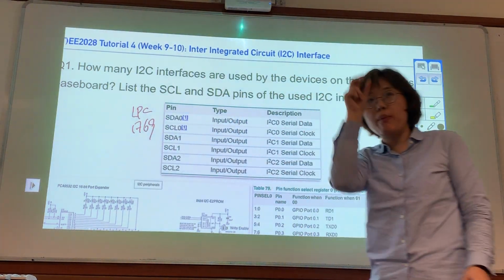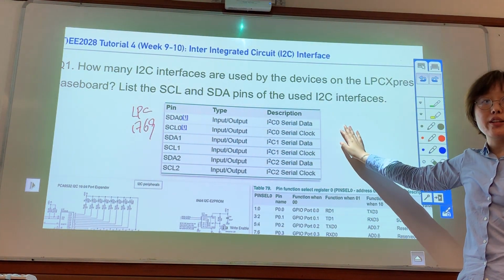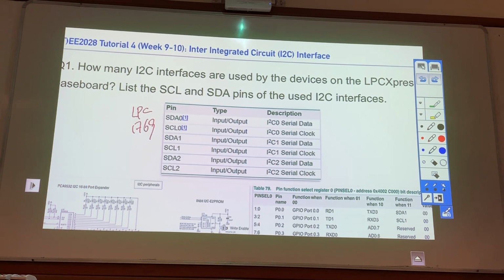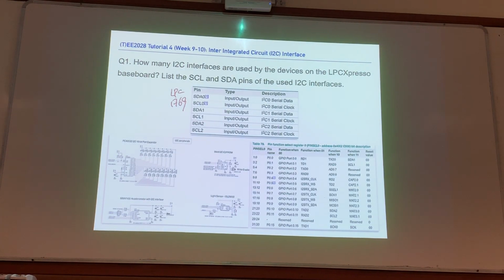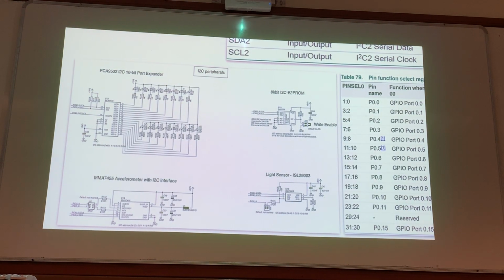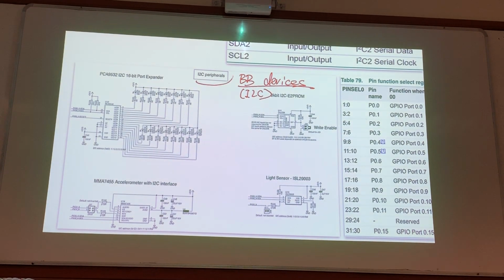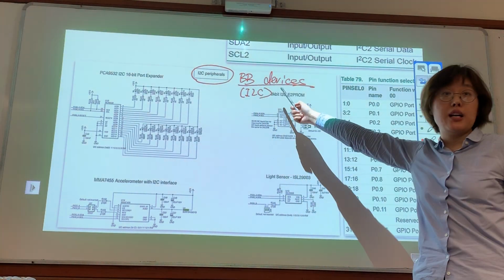So the LPC 1769 small board, if you look at it separately, has 3 I2C interfaces. But during our lab, we plug our small board onto the big board, so some connections are already done and fixed. Once you plug the small board onto the big board, you have a bunch of devices on the baseboard, and some of them are using the I2C interface. This page is from your baseboard schematic, and all the devices here are using the I2C interface.